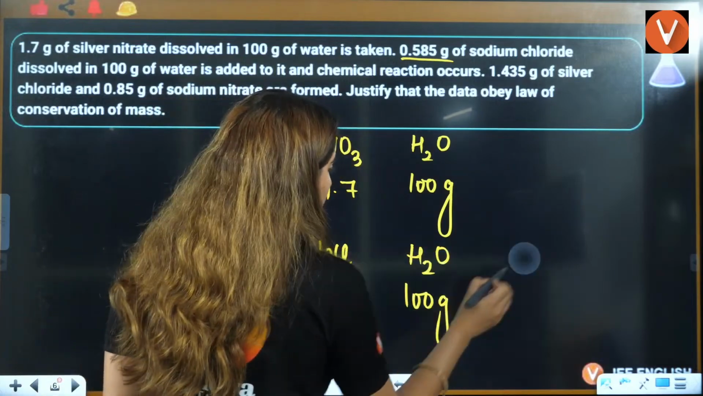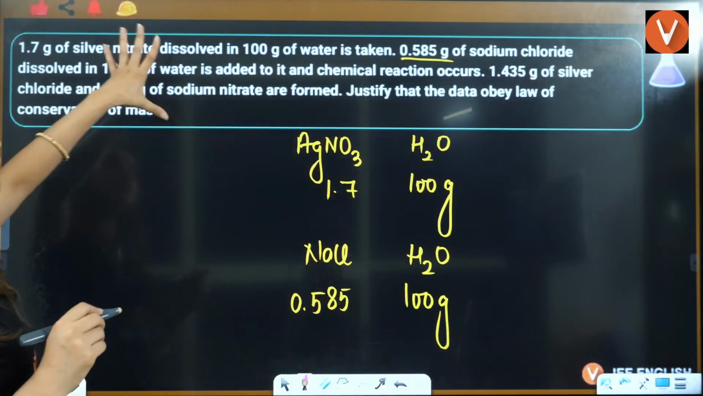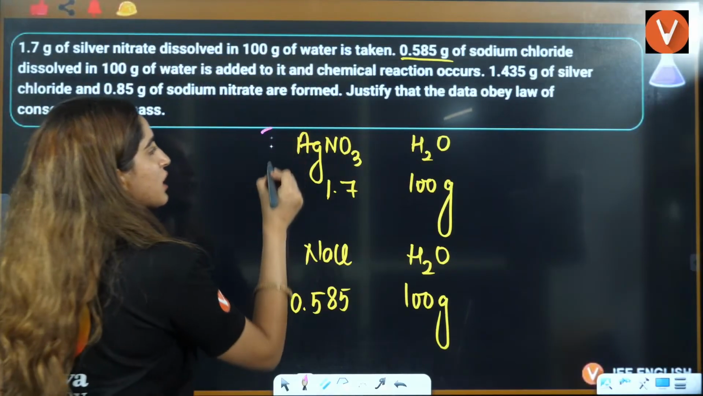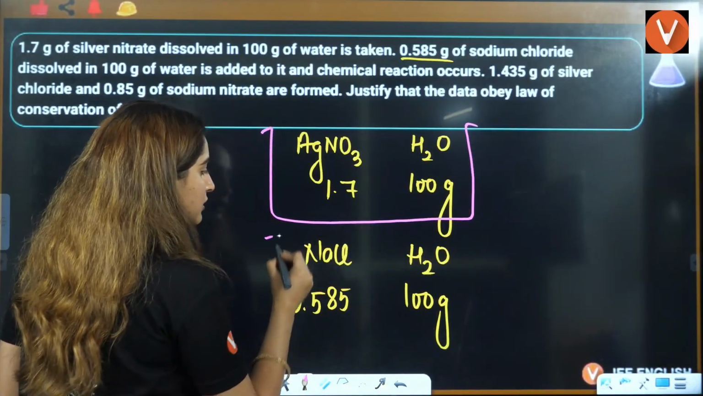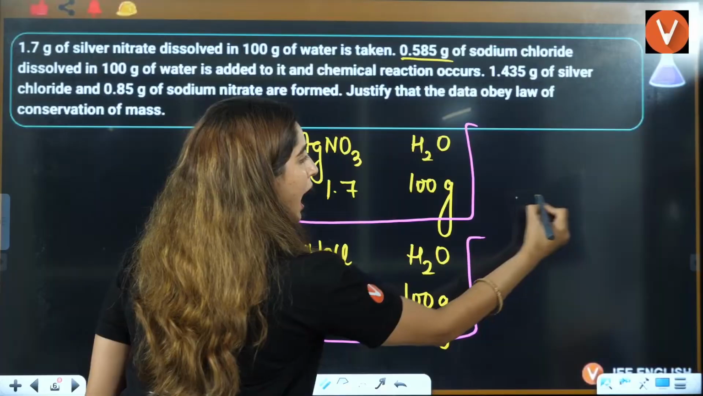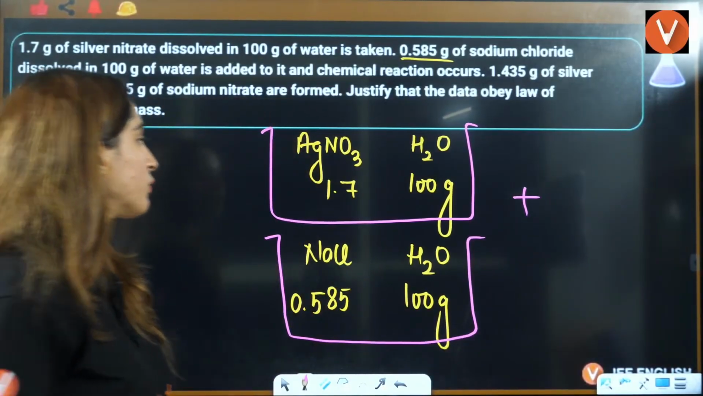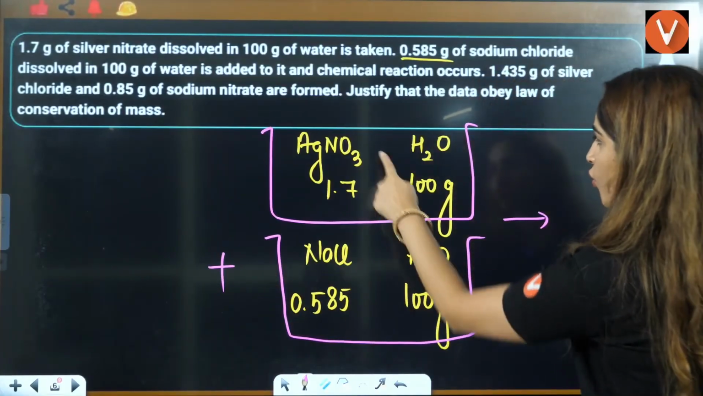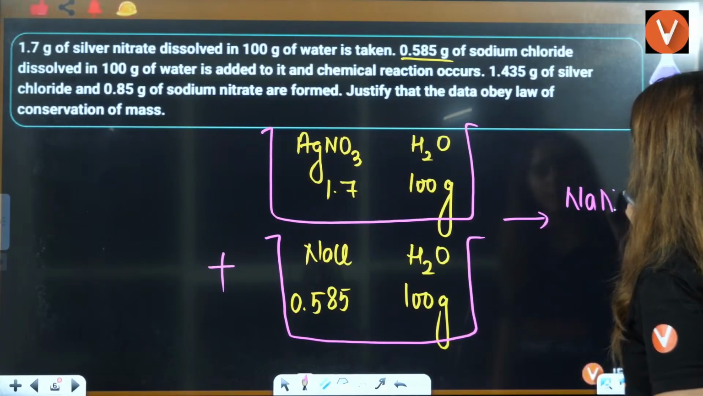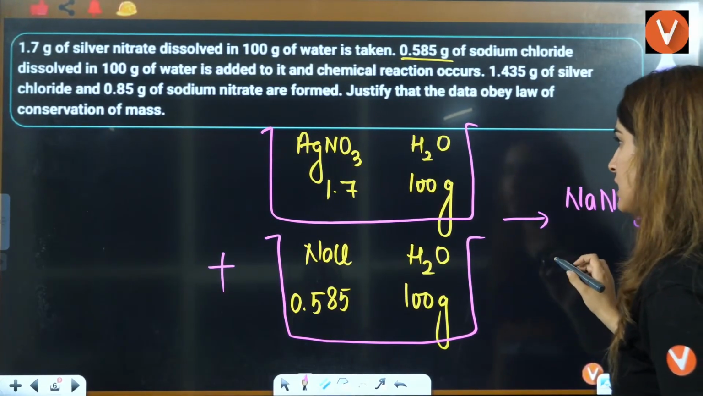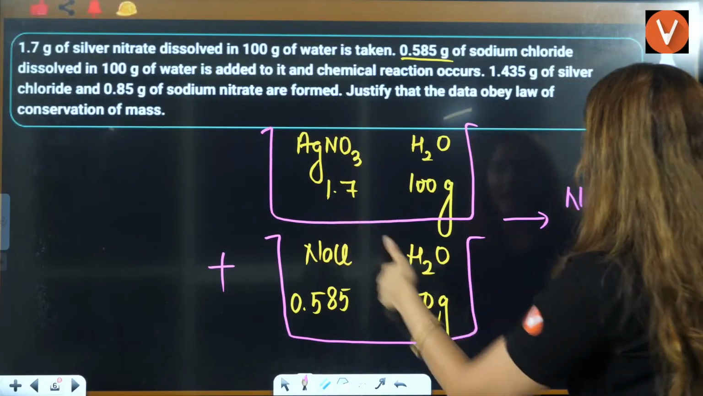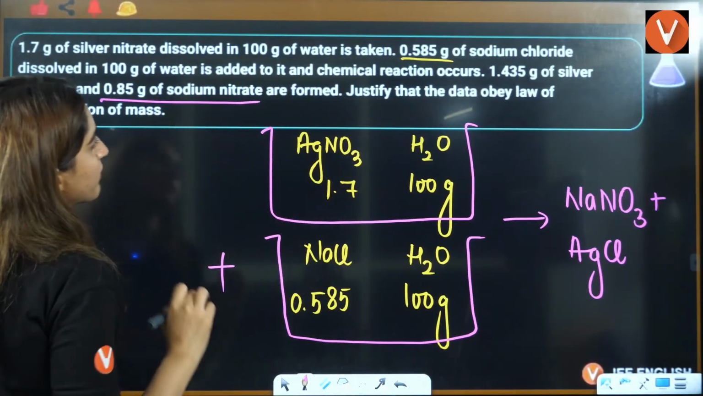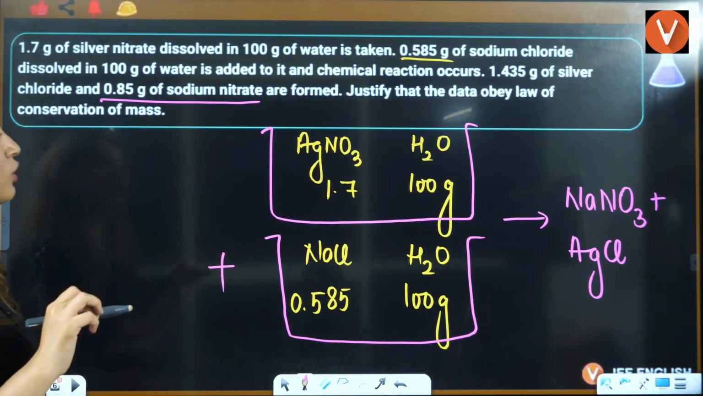So now what is said to us is that this much of silver nitrate dissolved in water is taken, and this much of sodium chloride dissolved in water, in one beaker you have this and in the other beaker you have that. Once you add both of these, you have the formation of sodium nitrate, that is NaNO3, and silver chloride, that is AgCl. This much of sodium nitrate is formed. Justify the data, obeying the law of conservation.